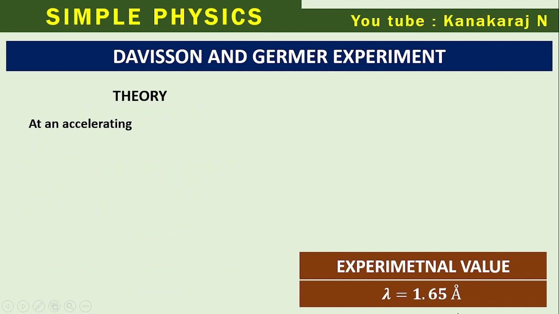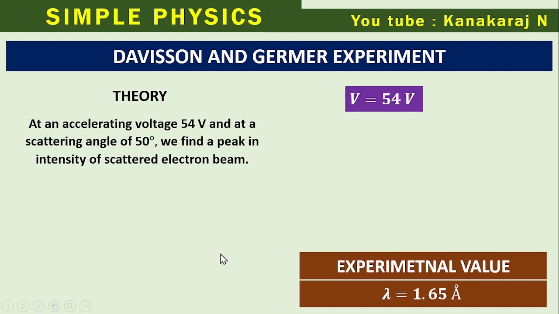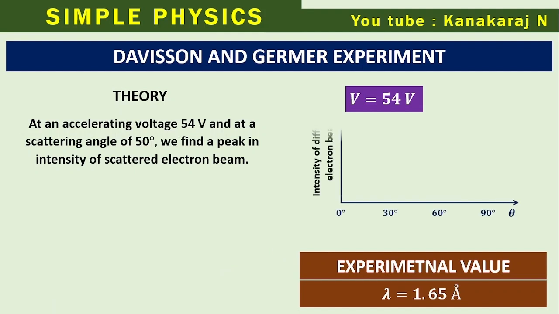Theory. At an accelerating voltage of 54 volt and at a scattering angle of 50 degree, we find a peak in intensity of the scattered electron beam. At a potential of 54 volt, let us take the angle on the x-axis and on the y-axis, let us consider the intensity of the diffracted electron beam. We get a curve and the peak in the curve is at an angle of 50 degree.